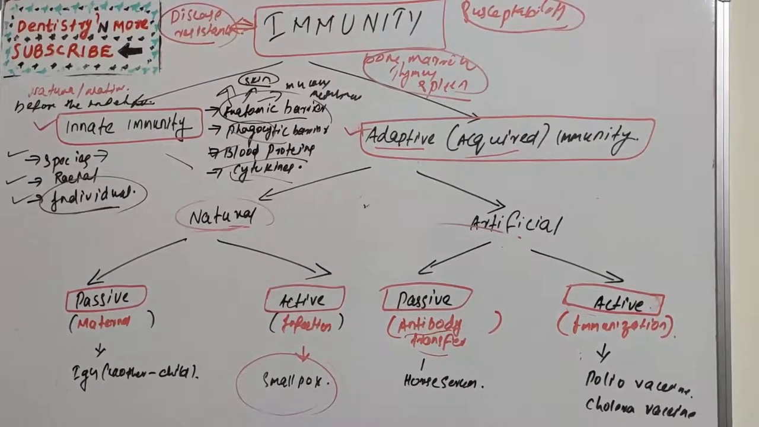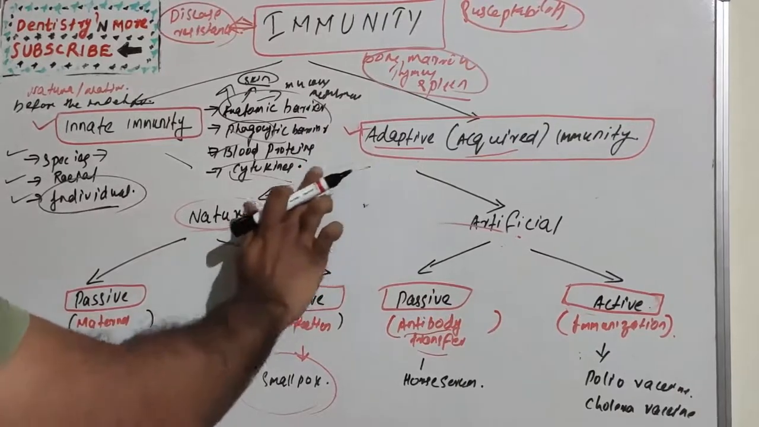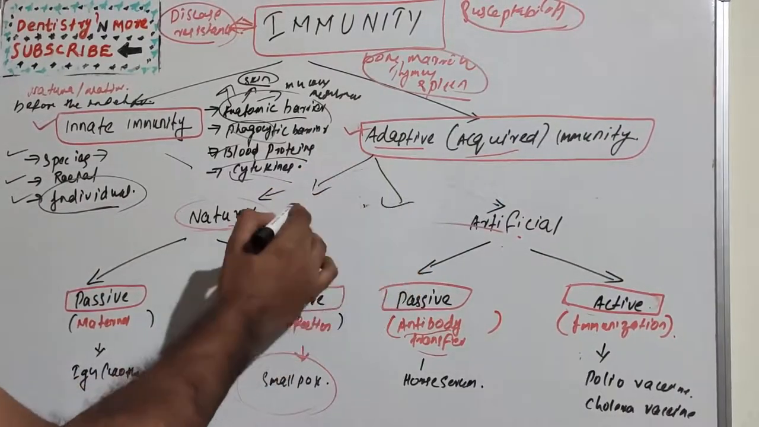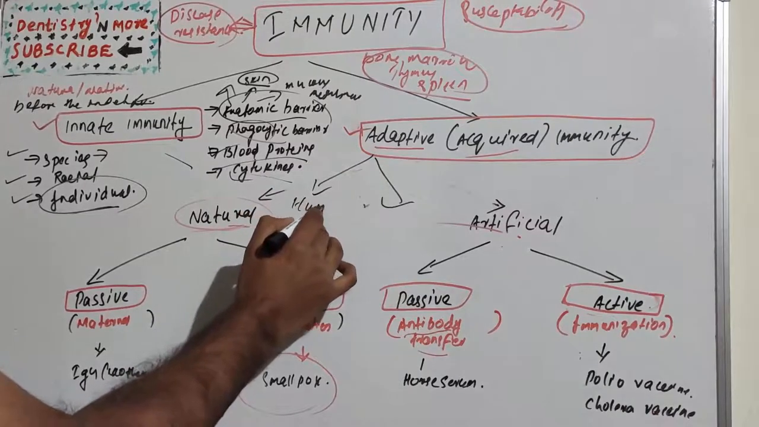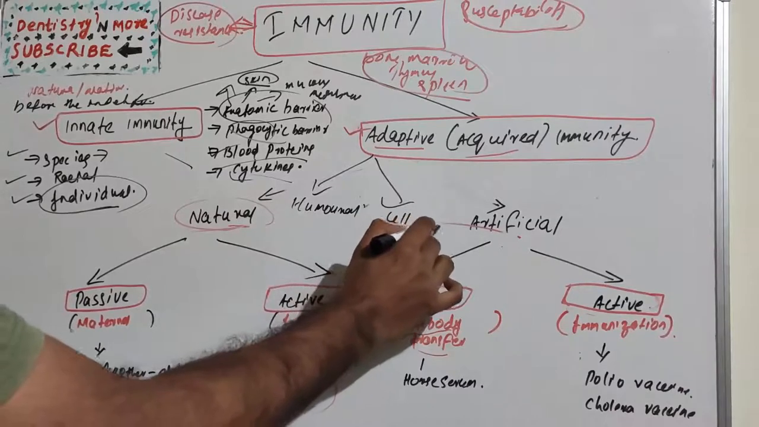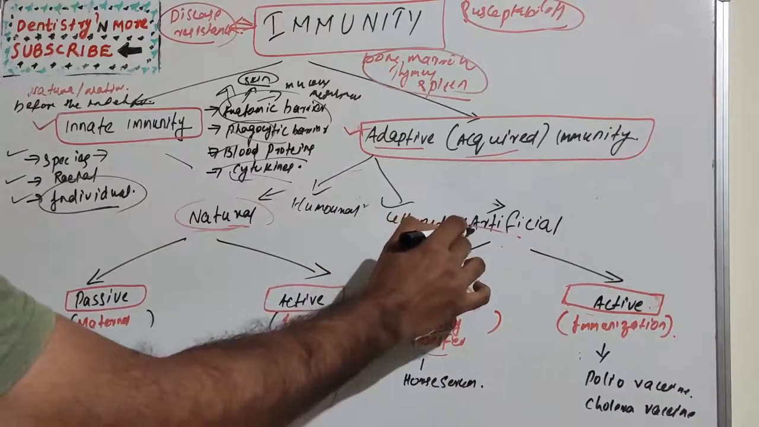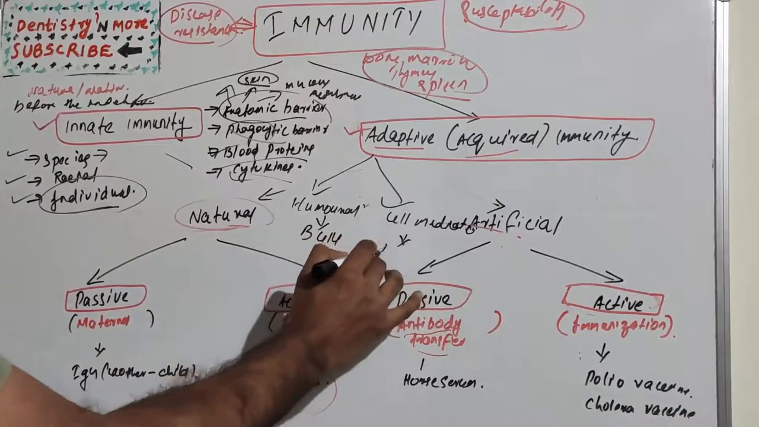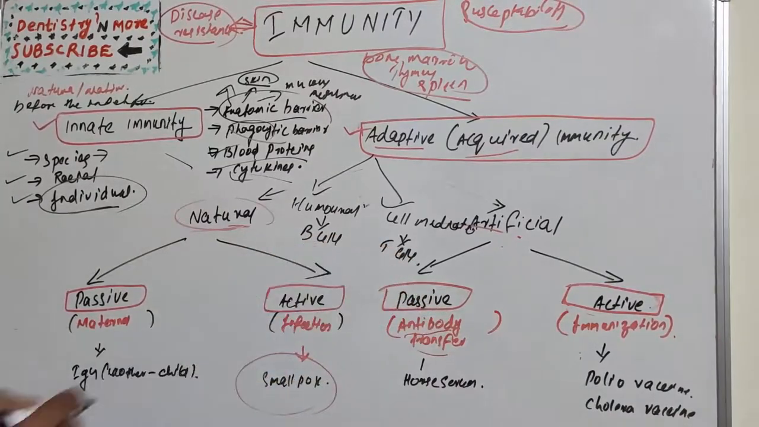Another type of classification in acquired immunity is humoral and cellular immunity. This is a different classification. And we have one more classification, that is humoral and cell mediated. Basically, humoral is by B cells and cell mediated is by T cells.